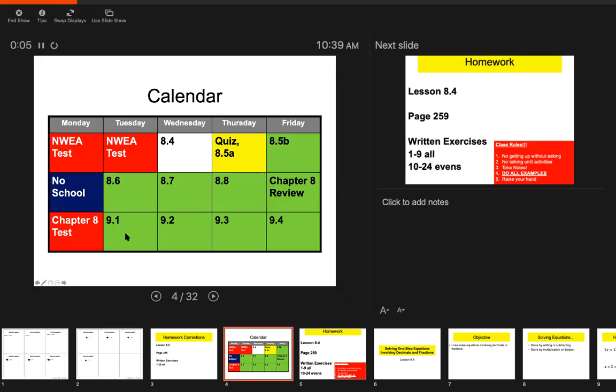Oh, everyone look at the calendar real quick. Quiz tomorrow. MLK on Monday. So we've got a three-day weekend. Yahoo. We've got a test a long time from now.